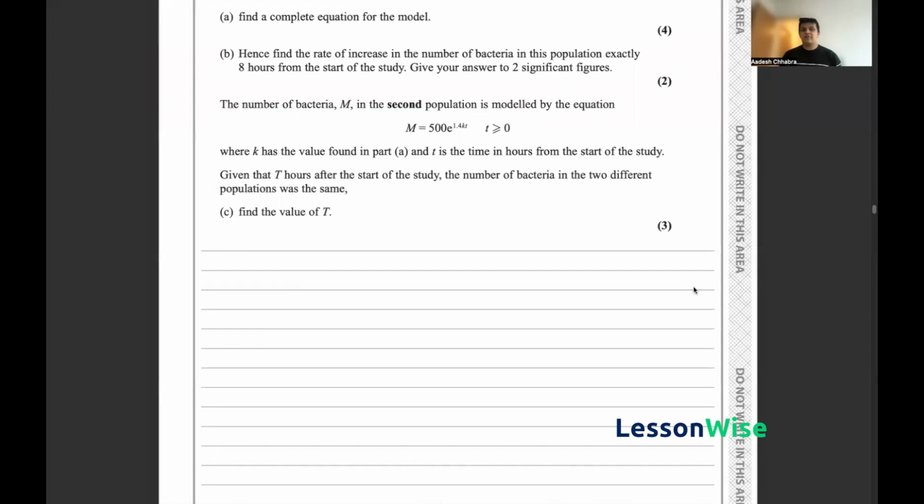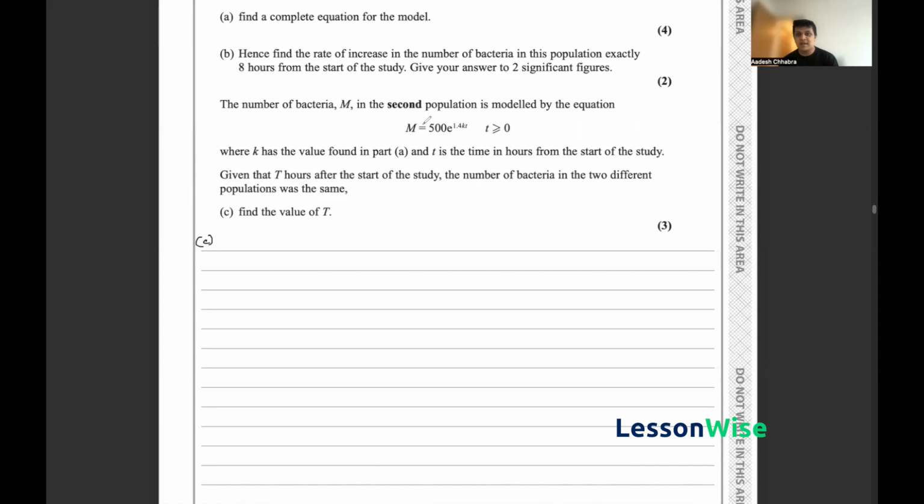So for part C, we have been told that the number of bacteria M in the second population is modeled by the equation M is equal to 500 e to the power of 1.4 times K times T, where K is the exact same value that we found in part A, and T is the time in hours from the start of the study. It's also been told to us that after a given amount of time, capital T, the number of bacteria in both populations is exactly the same.